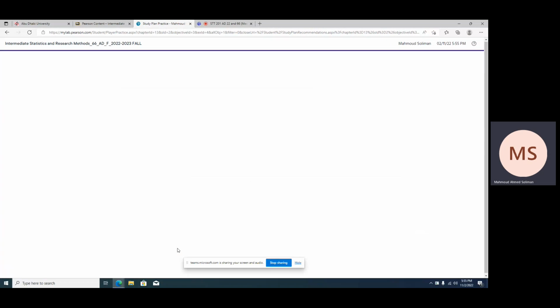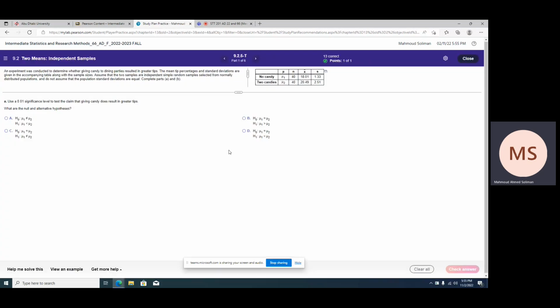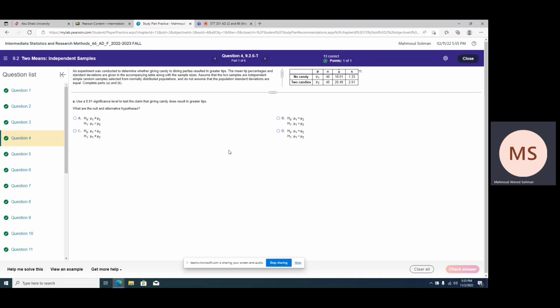Let's go here. What happens for this one? The test statistic, yeah, the number is bigger, so it's in. This one is bigger than the negative one. So it's in. So we reject. So there is sufficient evidence. Okay, here 9.2.